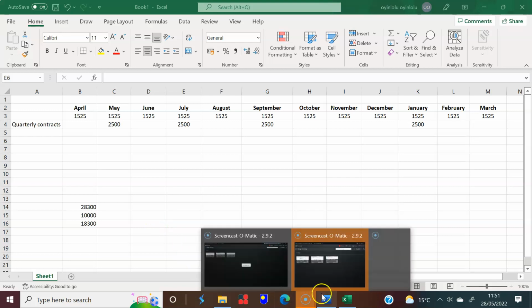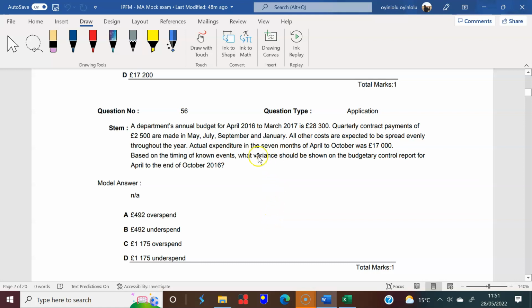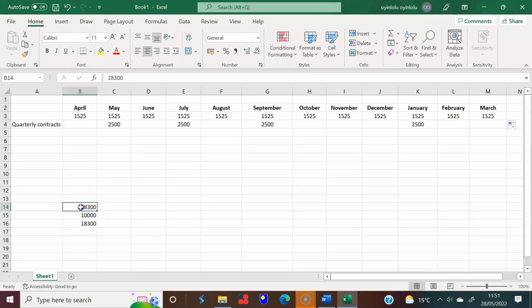Okay, right. So question 56. I'd already started just doing it. It says that it's a profiled budget, isn't it? So you have this for this period, 28,300 for 2016 to March 17. This is the total, 28,300. So that's what I have here. I put the total here.